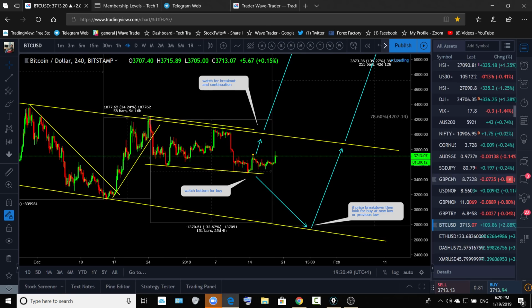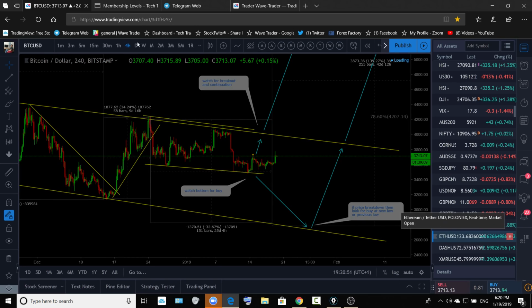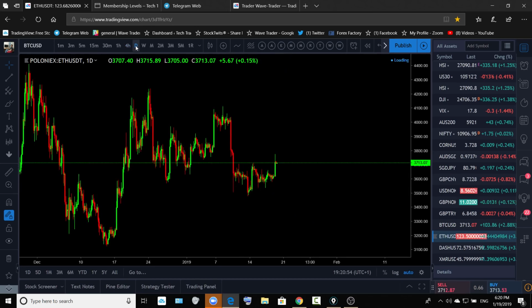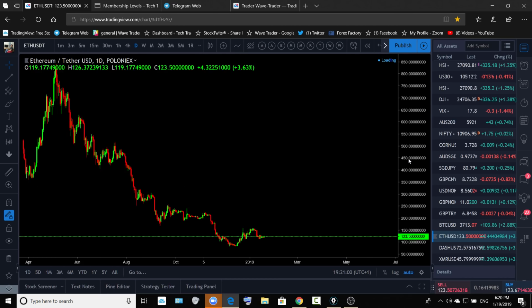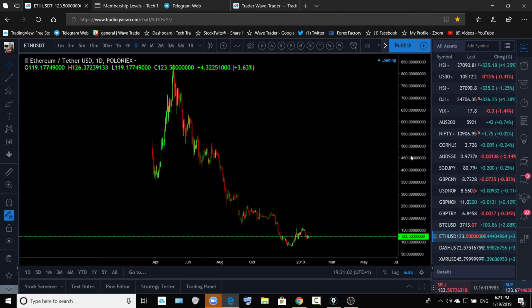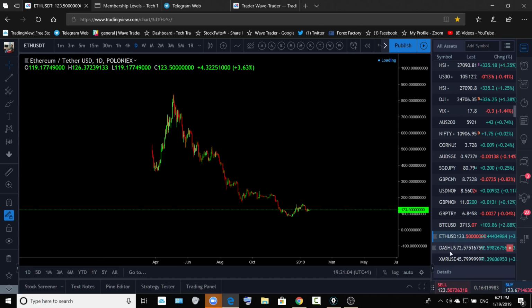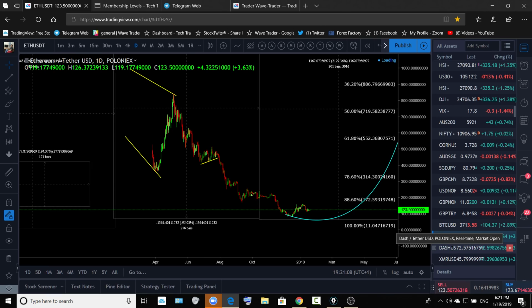All right, the chart I have already posted over there. All other cryptocurrencies are at the bottom and we are longer term bullish on them.